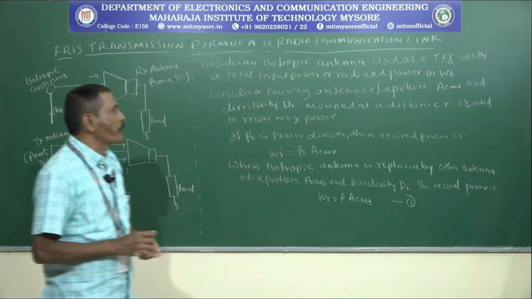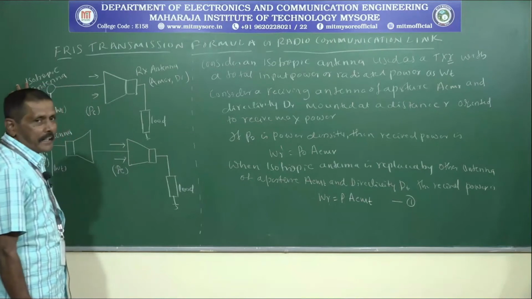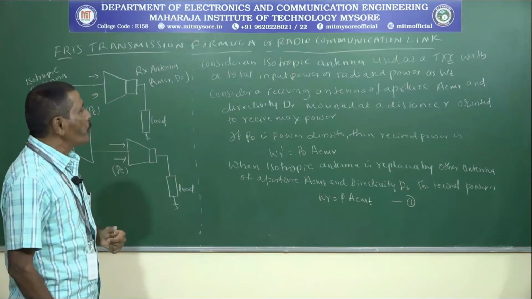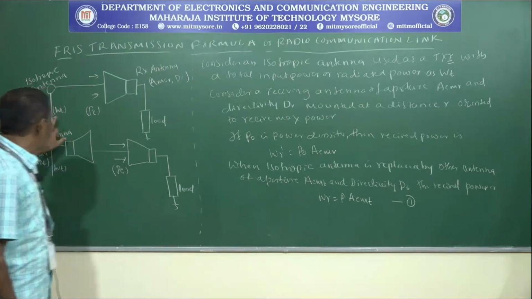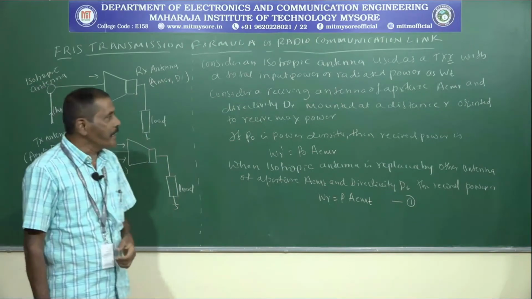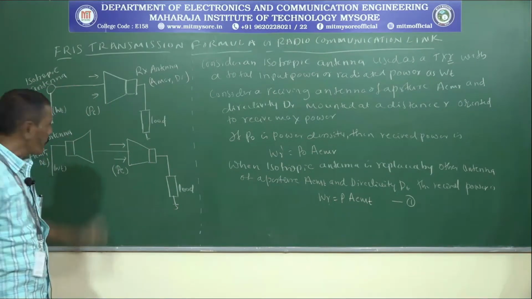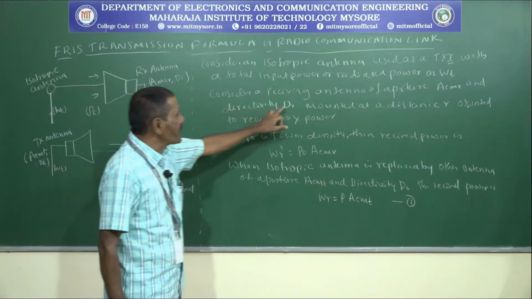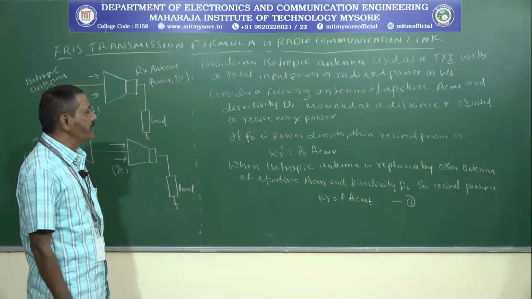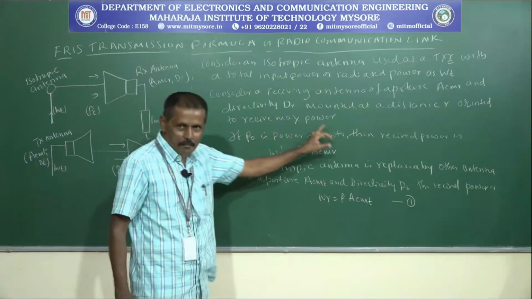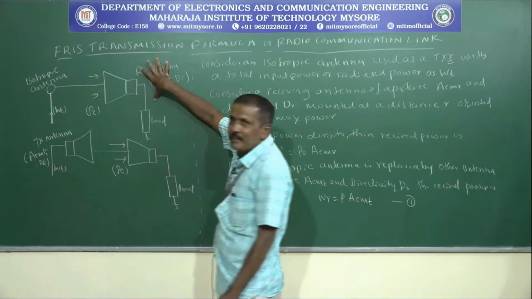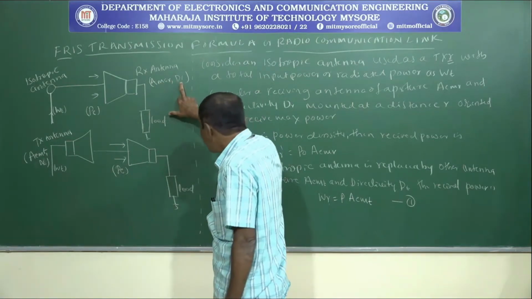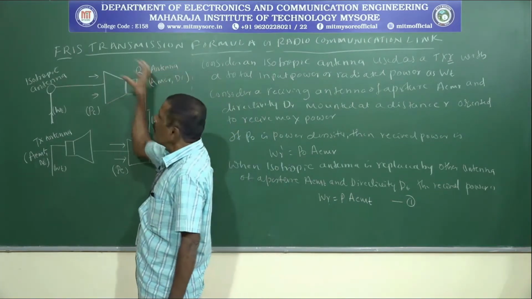Now, again consider an isotropic antenna used as a transmitting antenna, with a total input power or radiated power Wt. Now, consider a receiving antenna of aperture AEMR and a directivity Dr mounted at a distance r and oriented to receive the power. So we have one receiving antenna which has a maximum effective aperture of AEMR and directivity Dr, and this is oriented to receive.